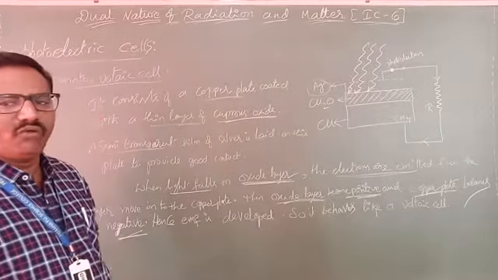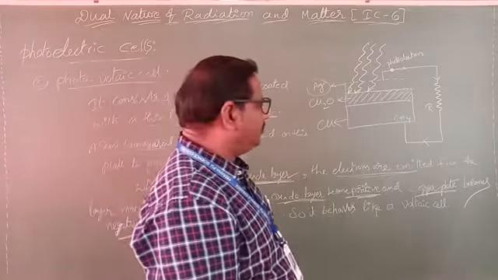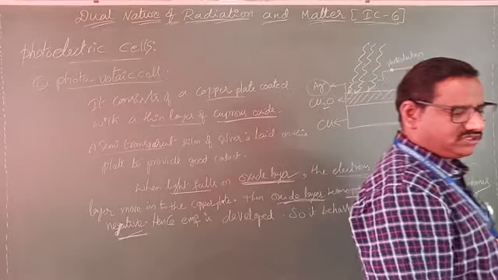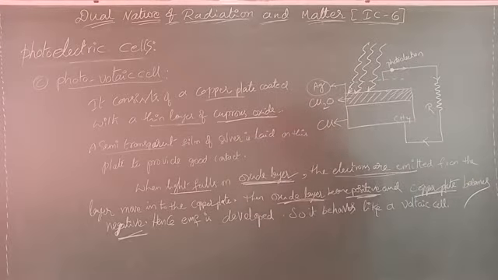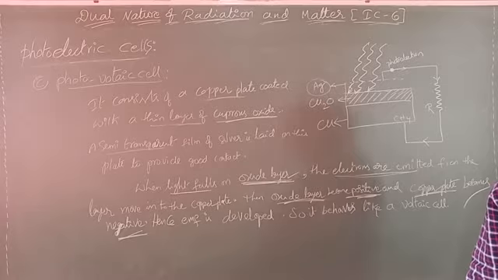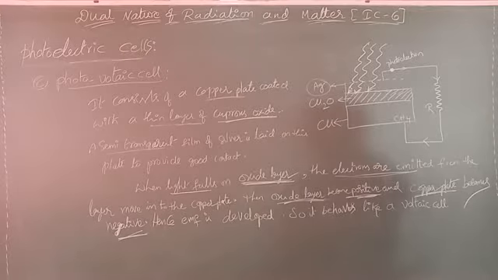So it behaves like a voltaic cell. Here, without use of any outside battery in the external circuit, it will work. The photovoltaic cell differs from other photocells in that, in the external circuit, we cannot use any external battery to accelerate the emitted photoelectrons. Clear? That cell generates its own EMF.